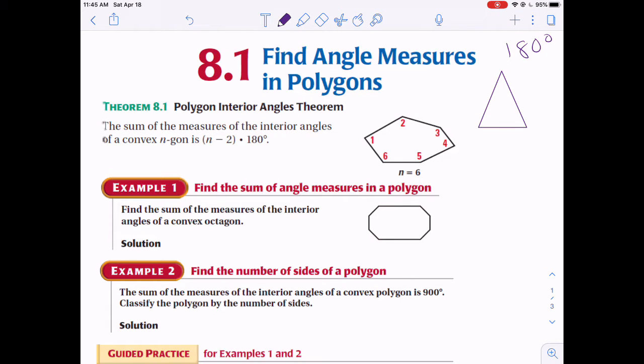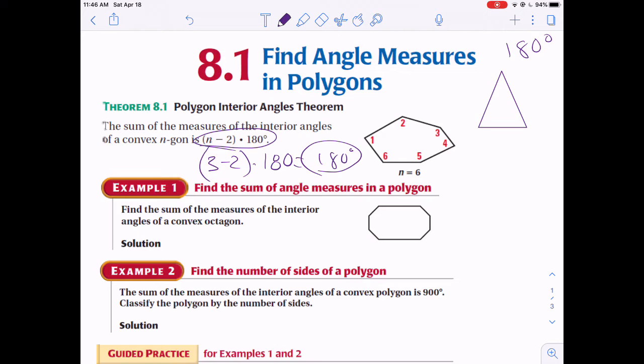And using this theorem here, this polygon interior angle theorem, we're using this to help us find the degree total. So how it works is this. You take, so n is the number of sides. A triangle has 3 sides, so it's 3 minus 2 times 180. And that's going to give you the number of degrees. Well, 3 minus 2 is 1. And 1 times 180 gives you 180 degrees. So it works for that particular shape. And I'll show you how it works for some other shapes as we go forward here.